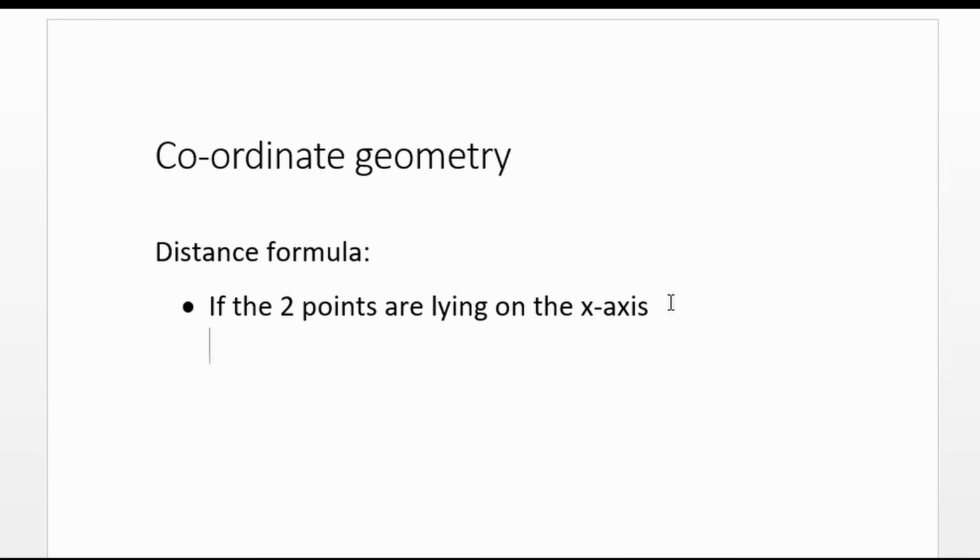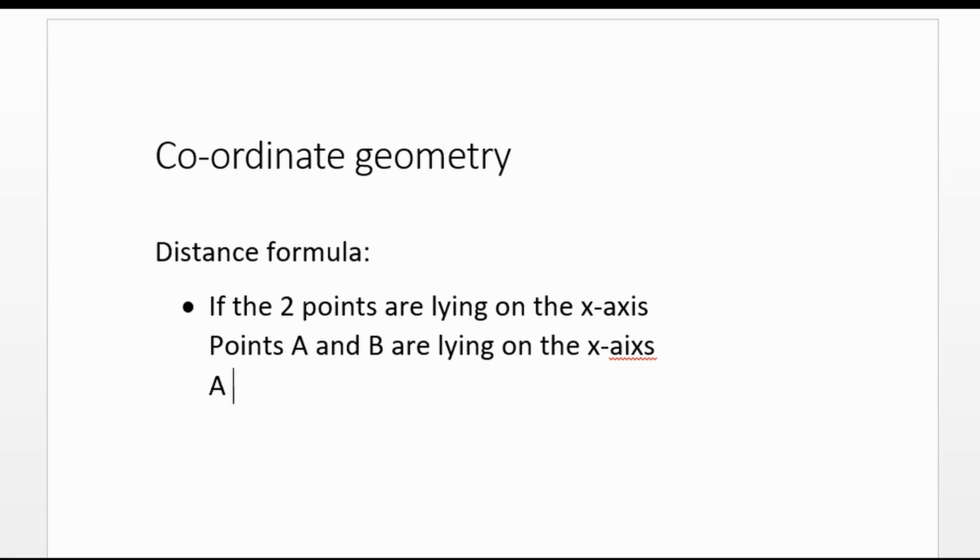So today we are discussing the distance formula that is part of coordinate geometry. The first case that we are going to consider is if the 2 points are lying on the x-axis, then what would be the distance between them? Let us assume that points A and B are lying on the x-axis. Whenever the points are lying on the x-axis, always remember their y-coordinate is 0.